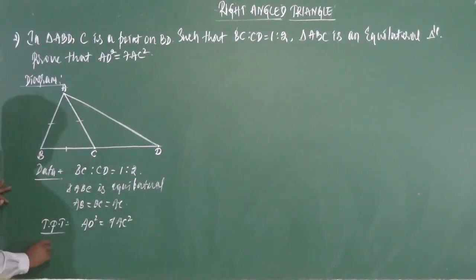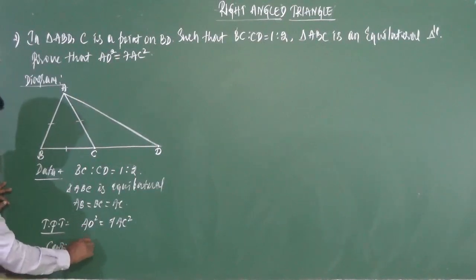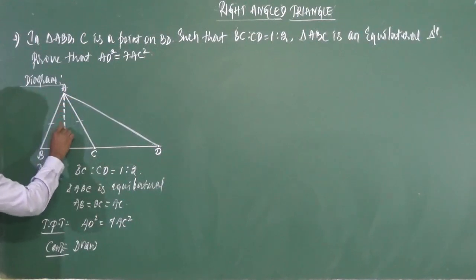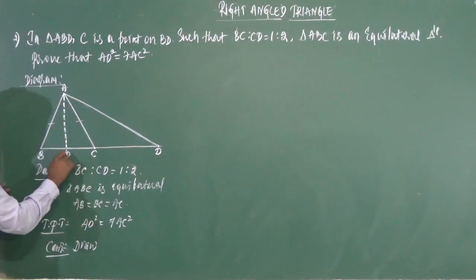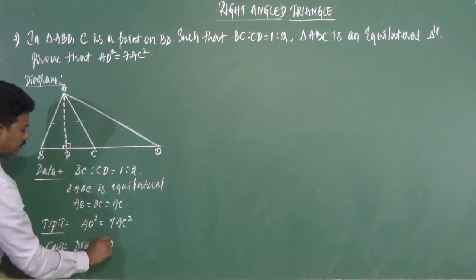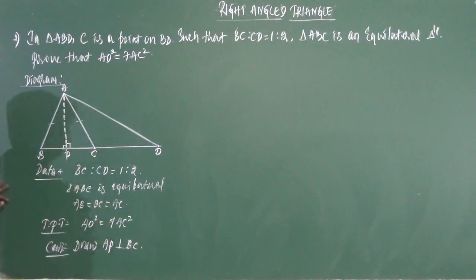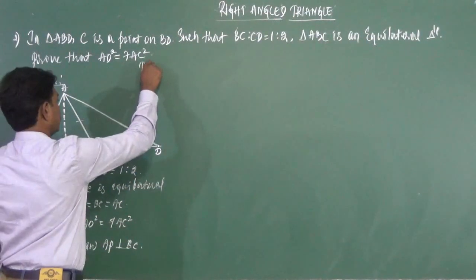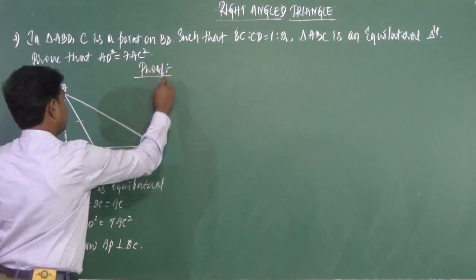So a little bit of construction is required. So draw AP perpendicular to BC. So draw AP perpendicular to BC. Right. So now let us get into the proof. Very important. Listen very carefully.